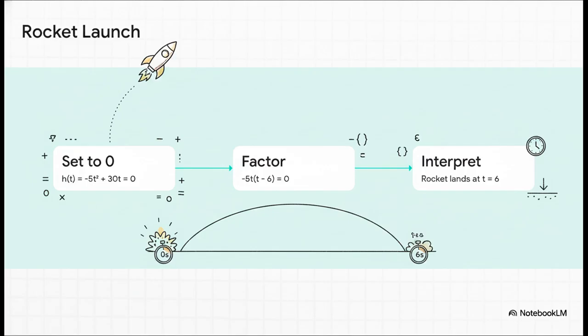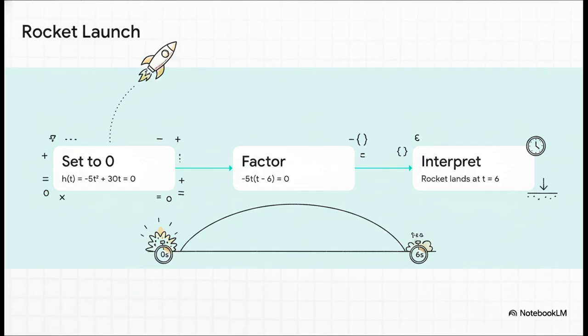Following the exact same logic we used with the frog, step 1, we set the height to 0 to find out when it lands. Step 2, we factor out a -5t, leaving us with -5t multiplied by the quantity (t - 6) = 0. Our two mathematical solutions are 0 and 6. Therefore, step 3, interpreting the real-world event, we know the rocket hits the ground precisely 6 seconds after launch.